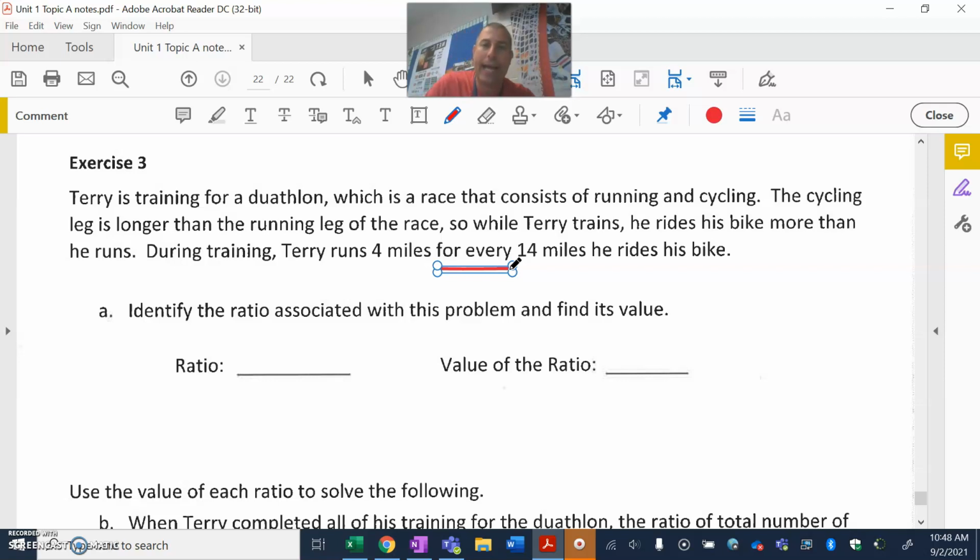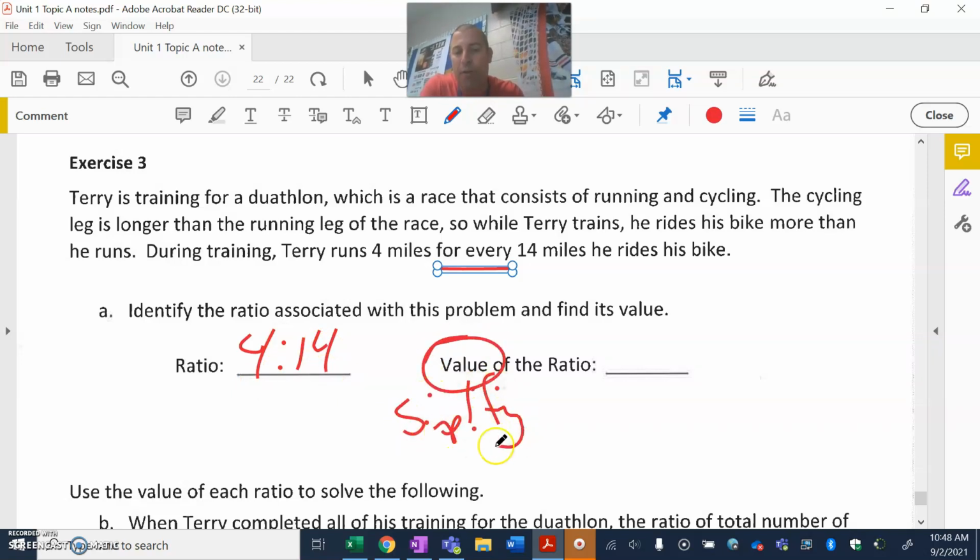Okay, so I like to underline keywords as I go across it there. It's just something that kind of helps me stay focused. So I saw the "for every." They wanted the ratio. Okay, my ratio is 4 to 14. Now, what's the value, though? Okay, remember, value means to simplify. So what can you divide both of those numbers by? You can divide the 4 and the 14 both by 2. So if we end up dividing by a 2 here, 4 divided by 2 is a 2. 14 divided by 2 is a 7. So we've got a ratio of 2 to 7.